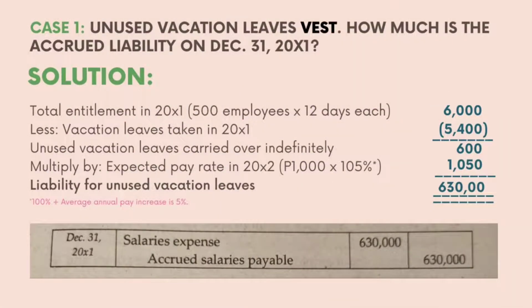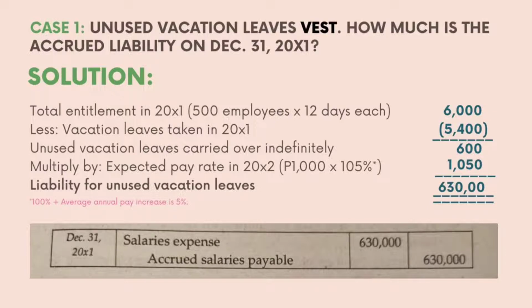So, the solution is total entitlement in 2021 equals 6,000. Why? 500 employees multiplied by 12 days paid vacation leave. Less vacation leaves taken in 2021 of 5,400 days. So, the unused vacation leaves carried over indefinitely is 600. Multiply by expected pay rate in 2022, which is 1,050, or 1,000 pesos multiplied by 105%. So, the liability for unused vacation leaves is 630,000.